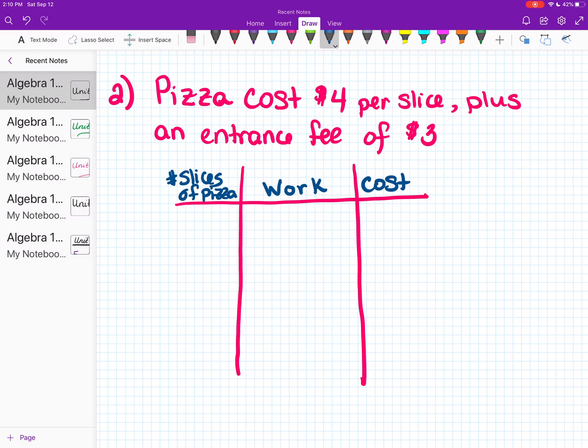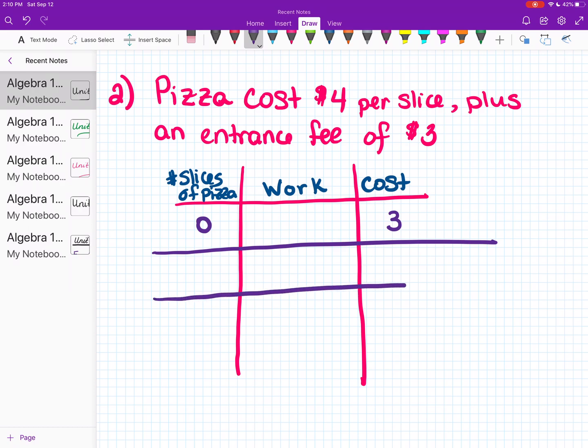Okay, well, let's say you come to this party and you don't like pizza, but you still want to go to the party. So how many slices of pizza did you get? Right, you didn't buy any. You got 0. So let's talk about that. What does that look like? Well, that means how much did it cost me to get in? Well, it cost me $3 total. What does that work look like? I don't know. Let's go to one piece of pizza and see if that helps us.